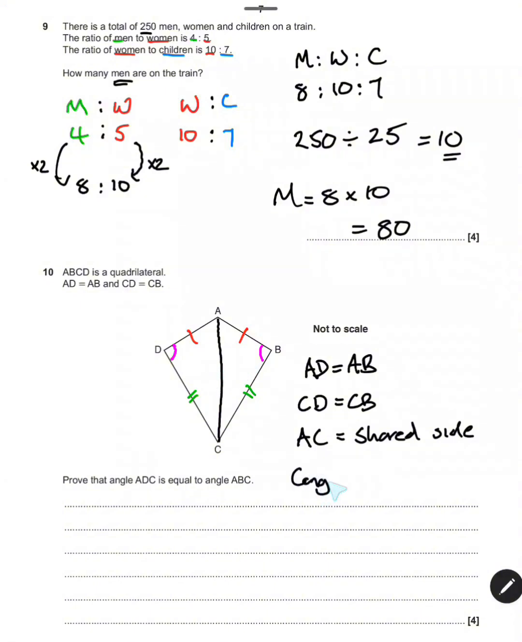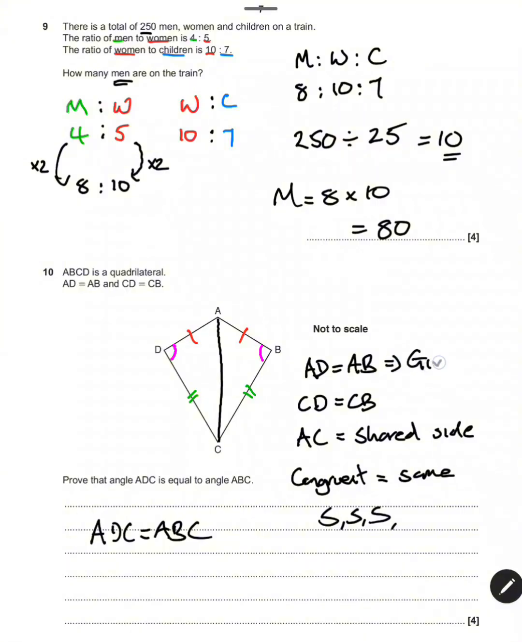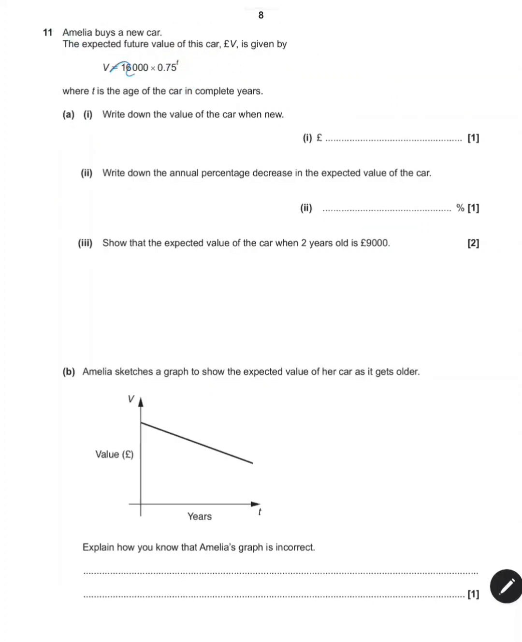They're congruent, which means same, and the reason would be side, side, side. If you've got two congruent triangles, these angles must match. You would probably need to write the words given for full marks. Question 11, we've got our compound increase or depreciation formula, and it's about Amelia buying a car.